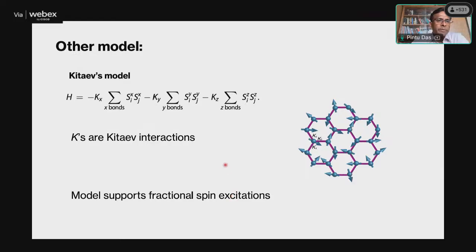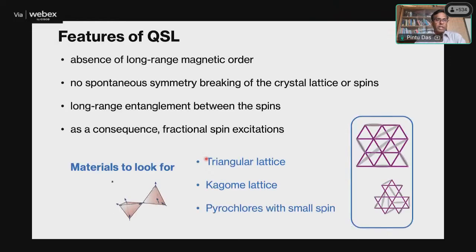The other model was given by Kitaev. I think because of the time, I will skip this. But it's a different Hamiltonian, and if you see that this is a hexagonal honeycomb lattice in this case, these K's are called Kitaev interactions. So if the spins have all these components, I'm not discussing too much into details. It shows that within these models, also with these kind of interactions, the ground state could be a quantum spin liquid state.